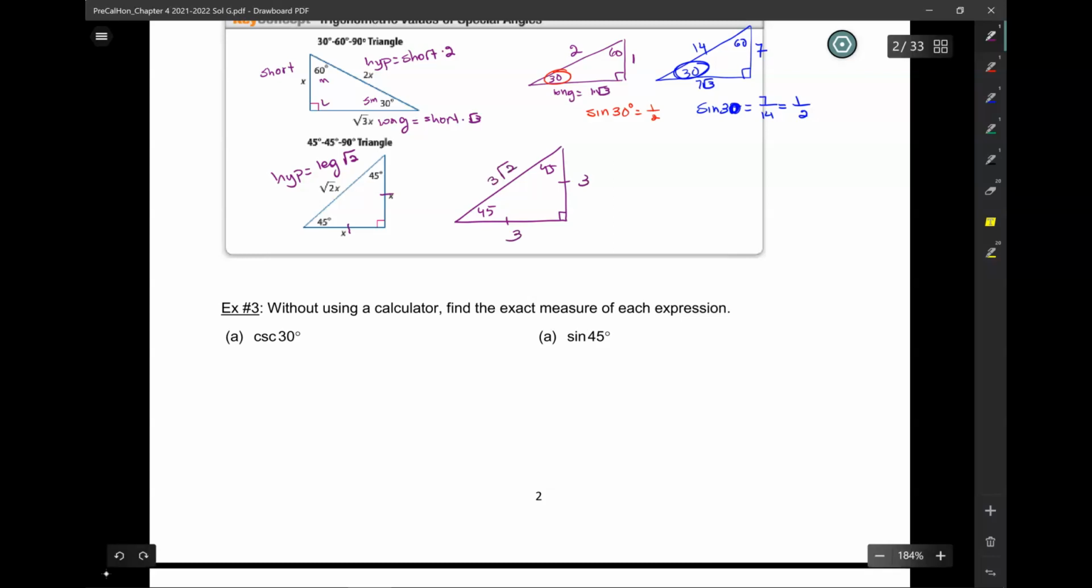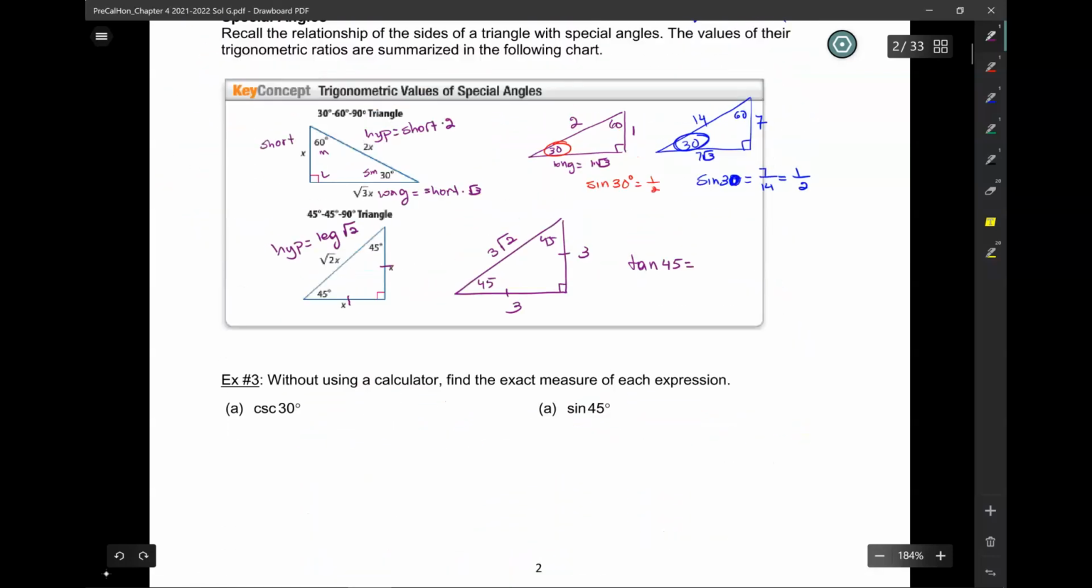3 root 2. So, forget about sine, cosine, tangent. What is the ratio of the sizes of the 2 legs? What ratio do they have? 1-to-1 ratio, right? So, let's talk about this then. Tangent of 45. SOHCAHTOA, right? What's tangent? What over what?